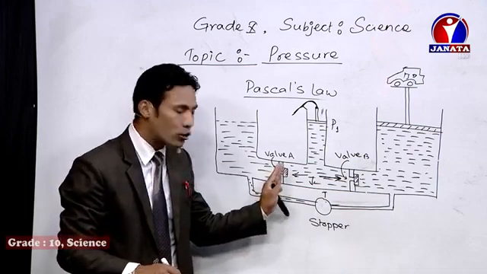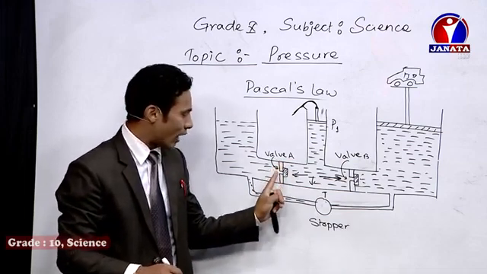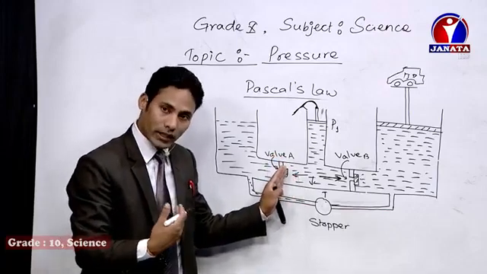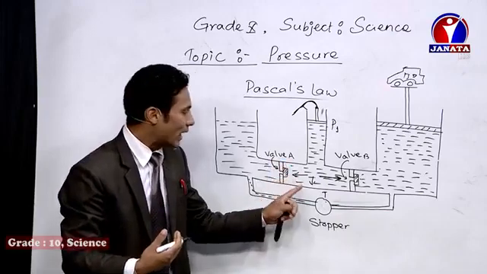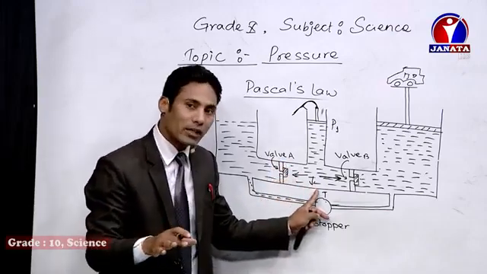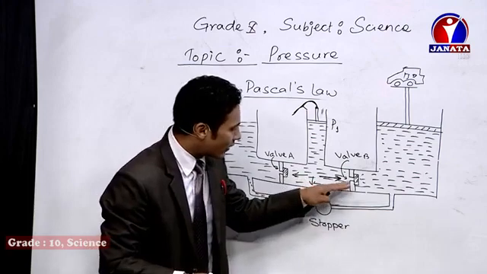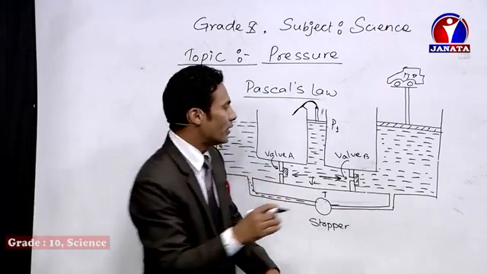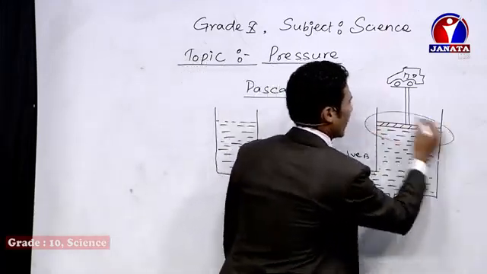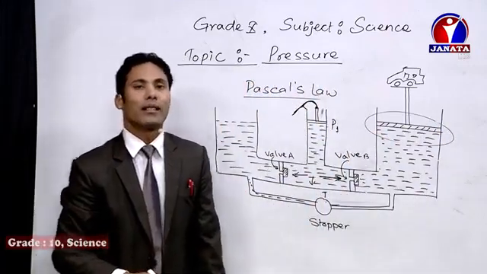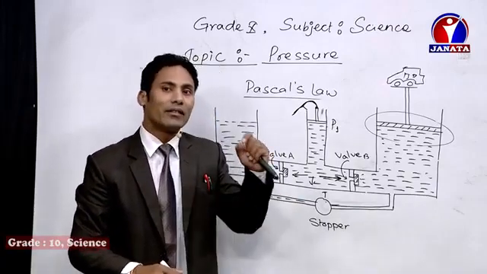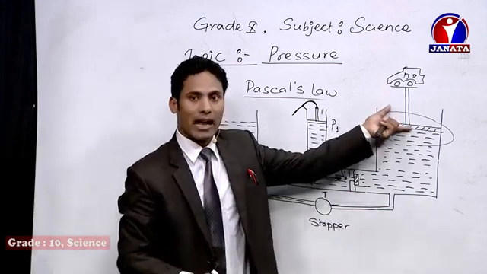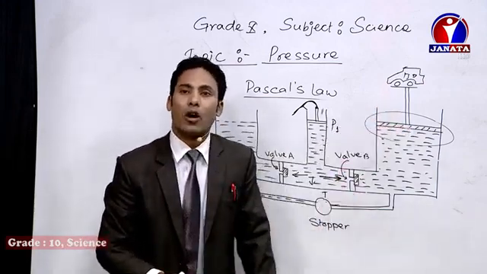Why? Because it gets closed. This is a one-way valve, I have said. The pressure exerted on this valve closes the valve, and there is no place here to transmit the pressure. But here the pressure is transmitted through valve B, and that pressure is exerted on the larger cylinder. This pressure causes a certain amount of force on this piston, and the vehicle is lifted up, right?